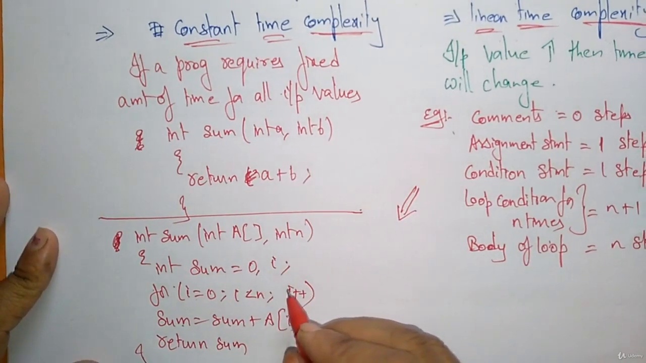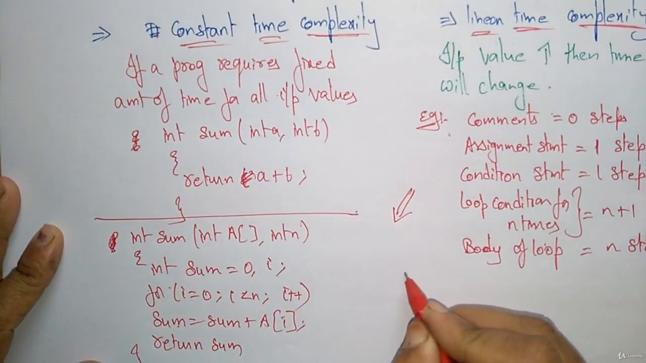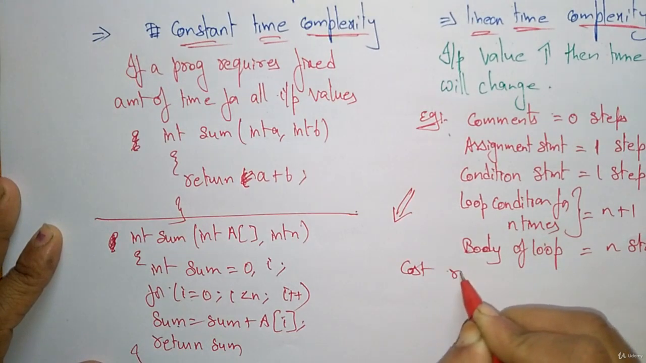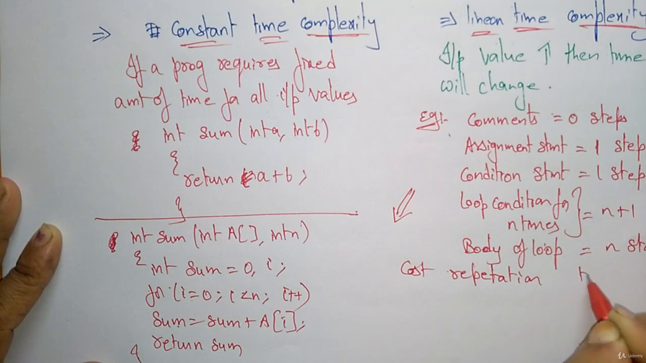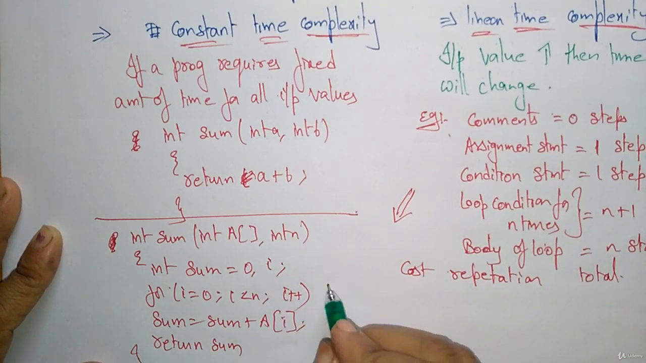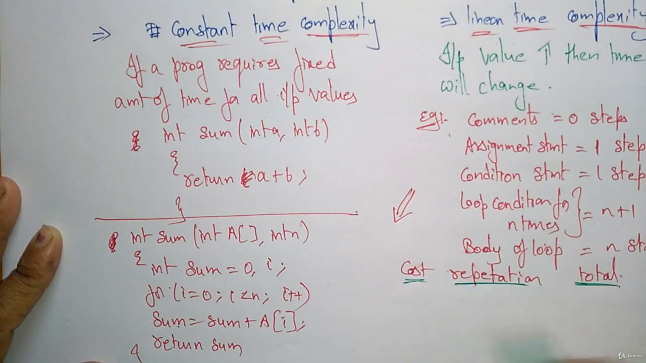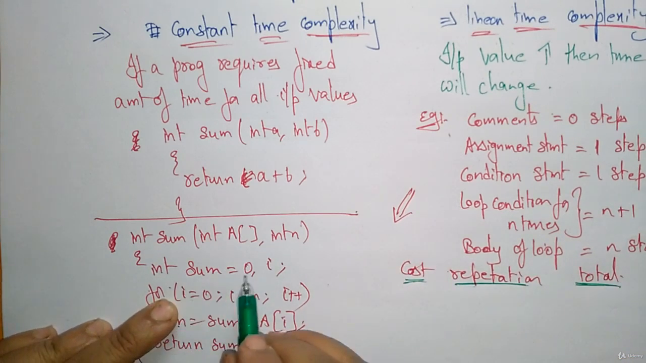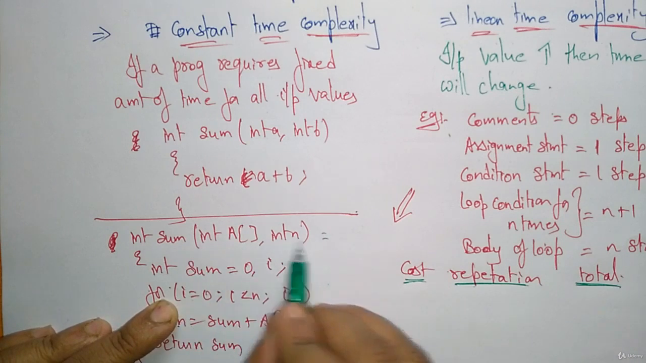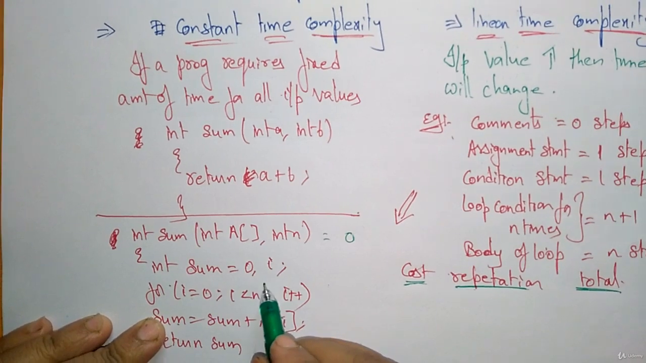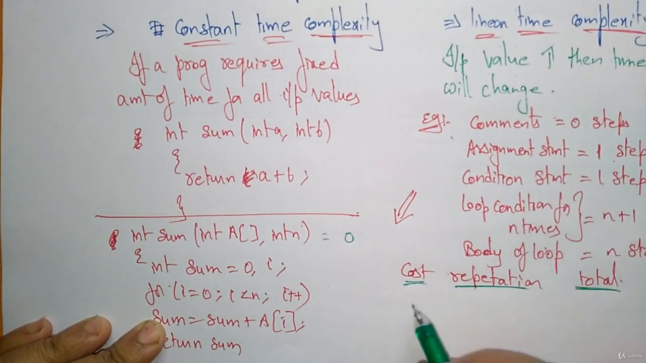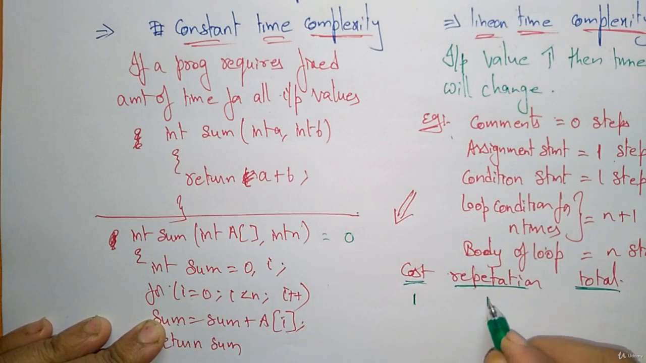Now calculate the cost, repetition, and total for this program. So for sum is equal to 0, this is the time complexity for declaring. Int sum is equal to 0, comma i. For the assignment operation, what is the step? The cost is 1. There is no repetition, so it is 1.